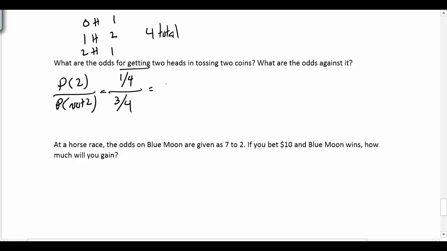Now if you remember your fraction rules, when you divide by a fraction, you multiply by its reciprocal. The 4's divide out, and we're left with 1/3. So the odds for getting 2 heads is 1 out of 3. So odds against, okay, this would be 3 out of 1. So 3 to 1 odds against.